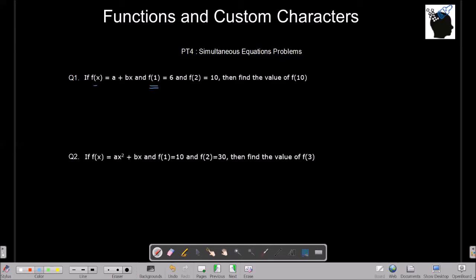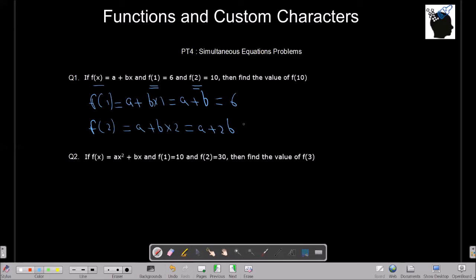So let's find the value of f of 1 first. We'll replace x with 1. So f of 1 will be nothing but a plus b into 1, which is nothing but a plus b, and that is given to us as 6. For f of 2, we'll replace x with 2. So f of 2 will be nothing but a plus b into 2, which is nothing but a plus 2b, is equal to 10. Now we have these two simultaneous equations.